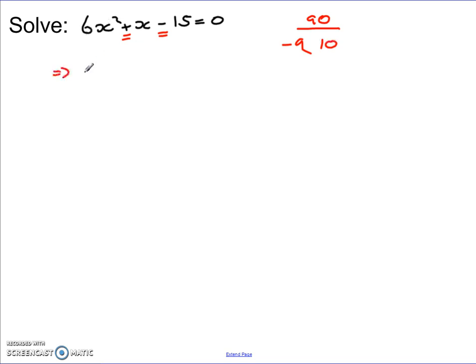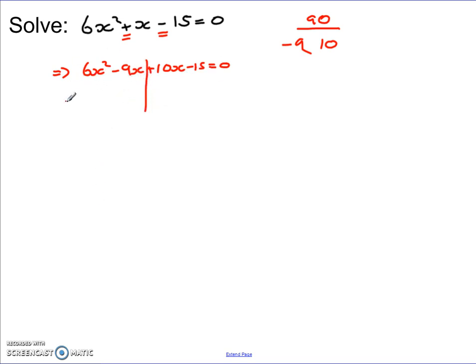What you then do is split your quadratic. So in this case, I'd say 6x squared, take away 9x, plus 10x, minus 15, equals 0. Remember, if we simplify this bit in the middle, minus 9x plus 10x just gives me the x. Great. Then follow the steps we talked about in class. Split it down the middle, common factor on both sides.